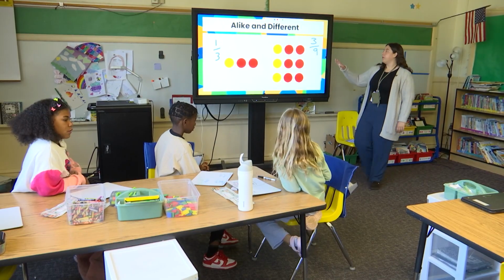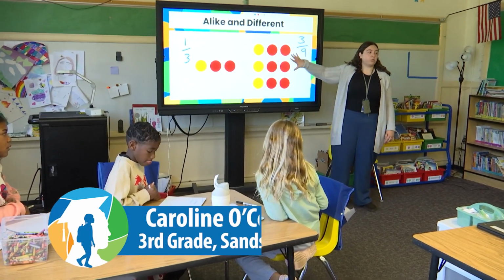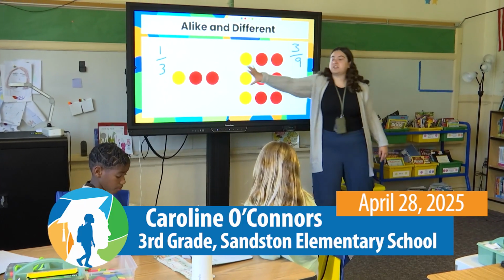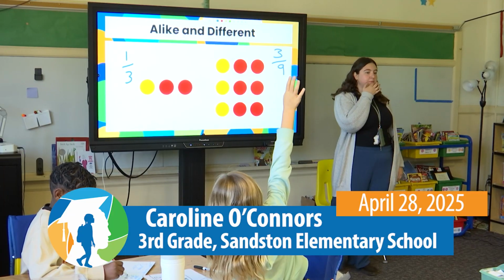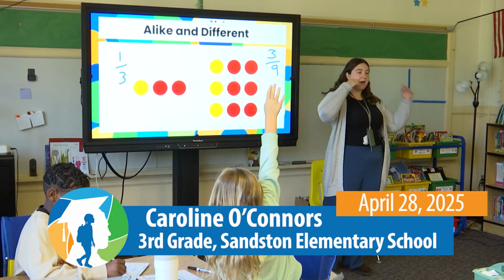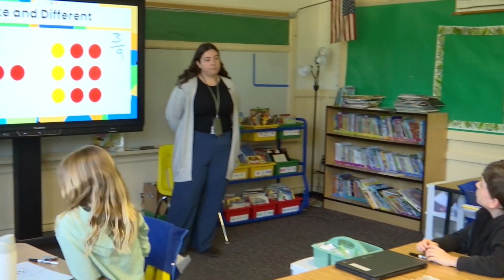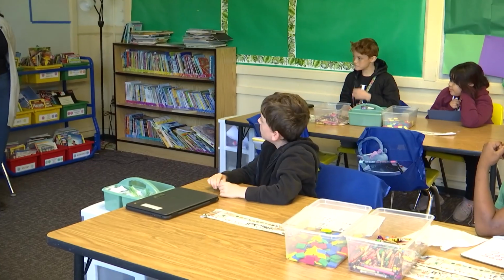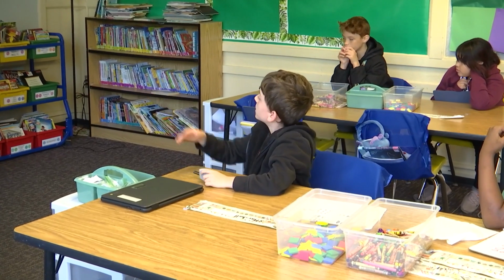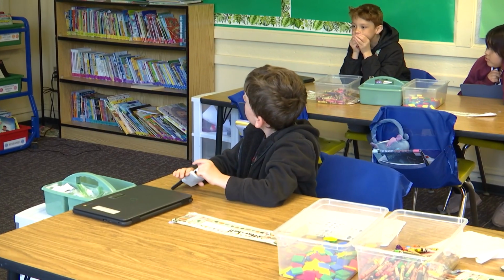Okay. What if I told you guys we could also say this image has 1/3 yellow, just like this image? Did anyone think that could be possible? Oh, I see Marshall. Marshall, why do you think that could be true? Because all you do is multiply by 3 the first image to get the second image. Okay, so you were doing some multiplying.